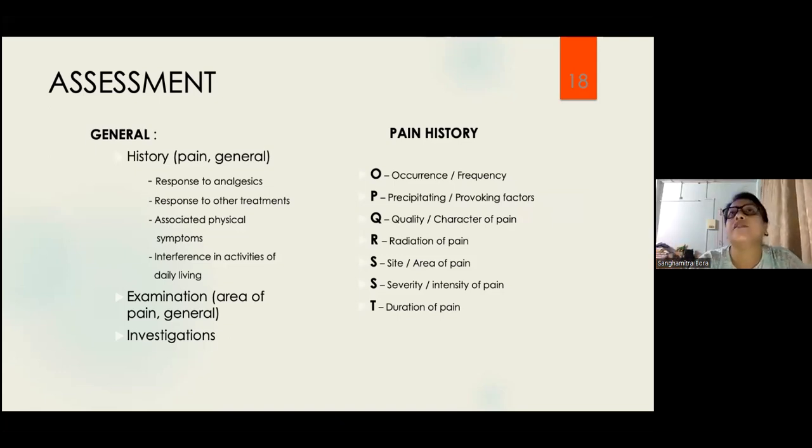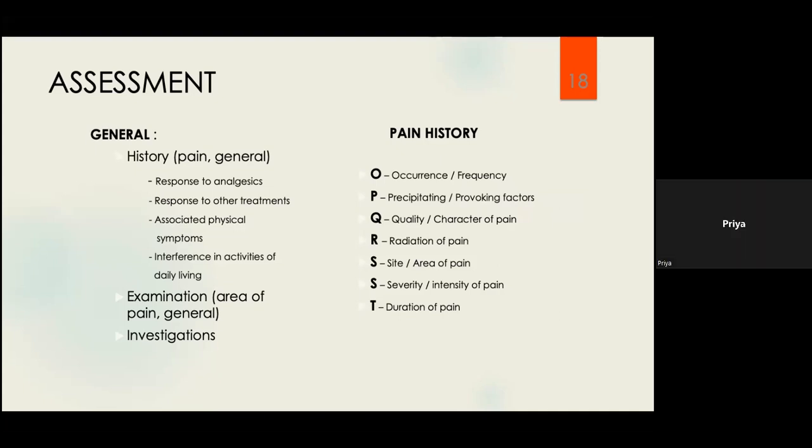Any associated physical symptoms, interference in his daily activities, and then examination of the area of the pain and the general examination of the patient. And you do certain investigations also as may be prompted. You may order a chest X-ray, you may order a CT scan, whatever is important at that point of time.